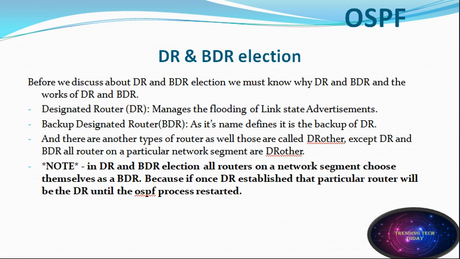And there is another type of router as well. Those are called DR other. Except DR and BDR, all other routers on a particular network segment are DR other. Note, in DR and BDR election, all routers on a network segment choose themselves as a BDR, because once a DR is established, that particular router will be the DR until the OSPF process is restarted.